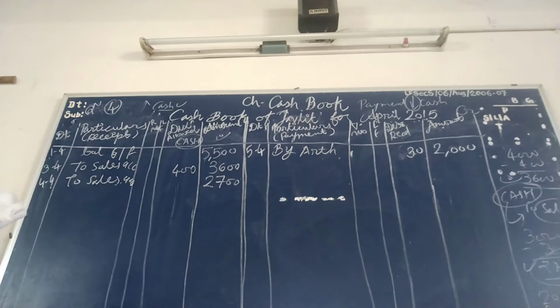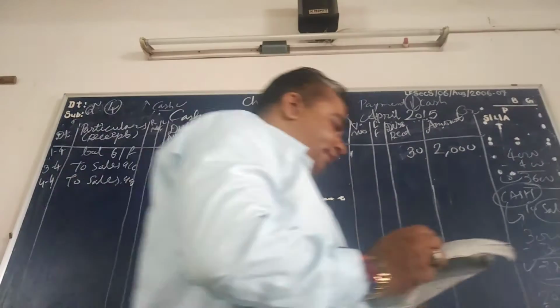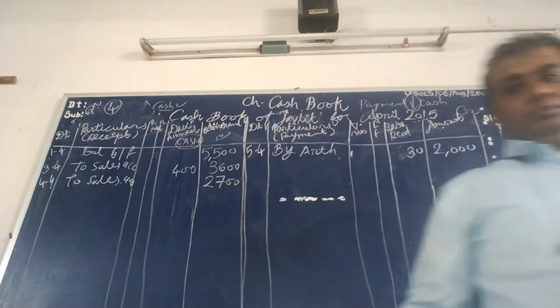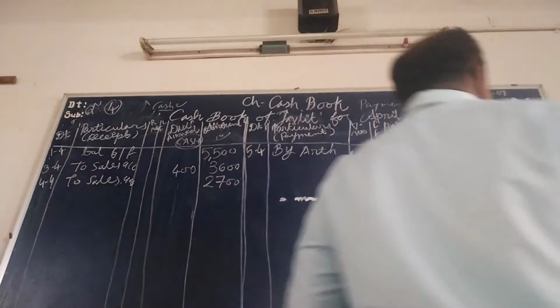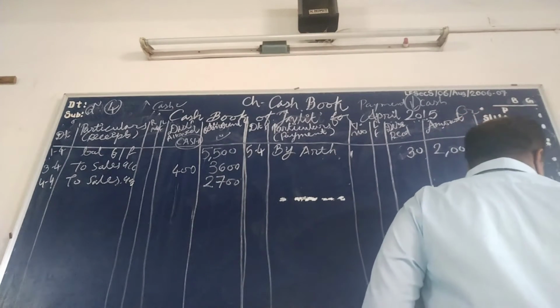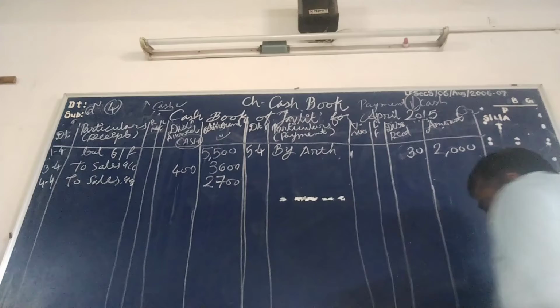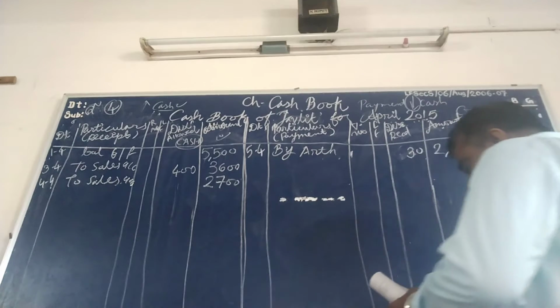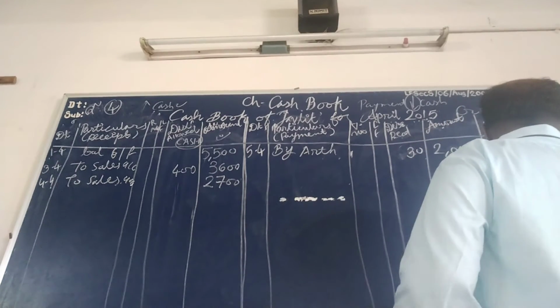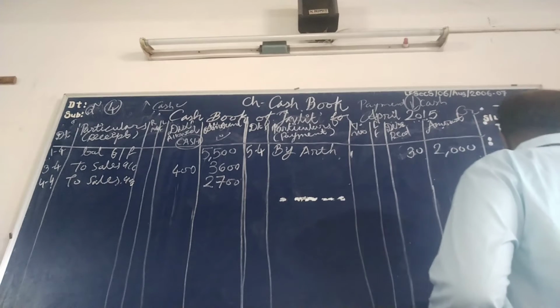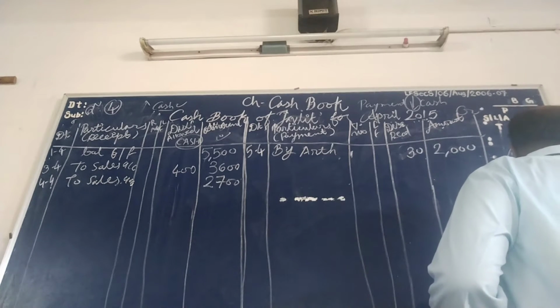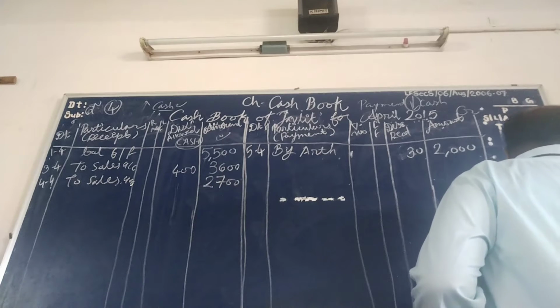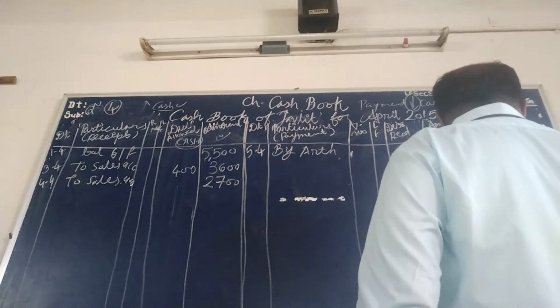Next one, 10th of April, goods of 4,000 purchased at 5% cash discount. We purchase the goods from the market at 5% cash discount. Now we receive cash discount from the supplier, from the party. So it will be taken into consideration because it is cash discount. So 4,000 minus 5% of it, 4 5s are 20, means 200 will be deducted, and it is cash discount, so it will be recorded.